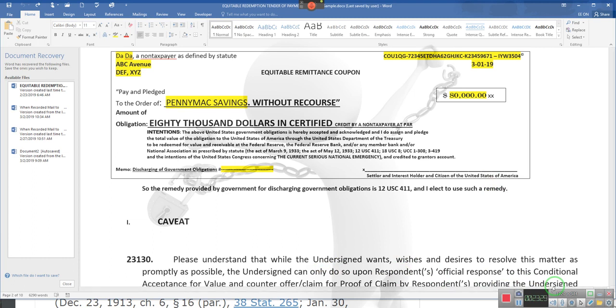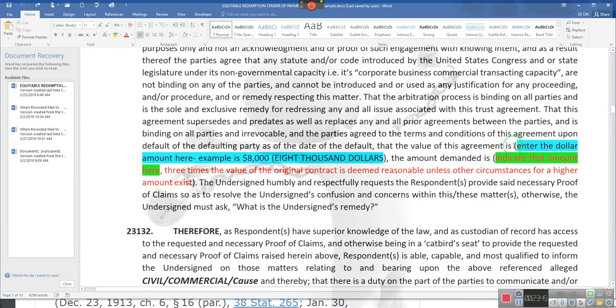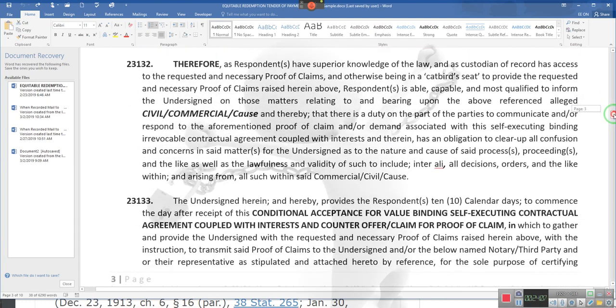After you sign this one, you mark it original, put it off to the side. You copy it, mark it original, put it to the side. Now, wait a minute. Before you do that, remember I said you got to change everything in yellow. This spot right here is not yellow, so you're going to change this too because you're going to enter the dollar amount for the agreement. And then you're going to enter the amount demanded, which is 3 times the value of the original contract. And then you're going to delete all of these instructions and just put the information that goes there. No highlights. Okay, you can bold it if you want, but no highlights.